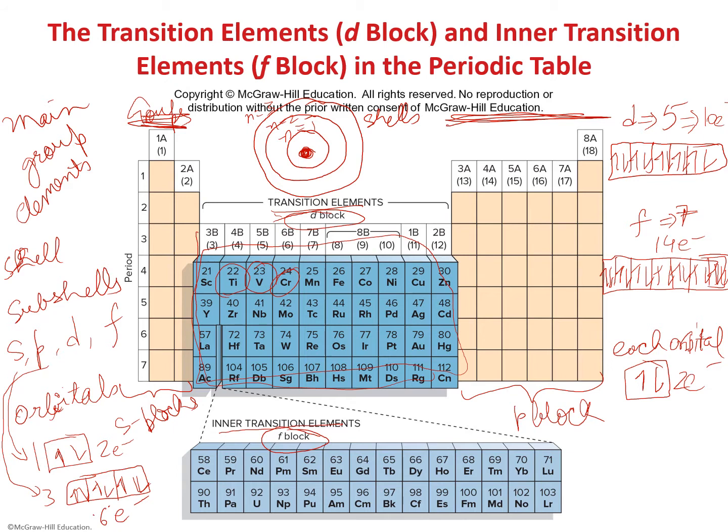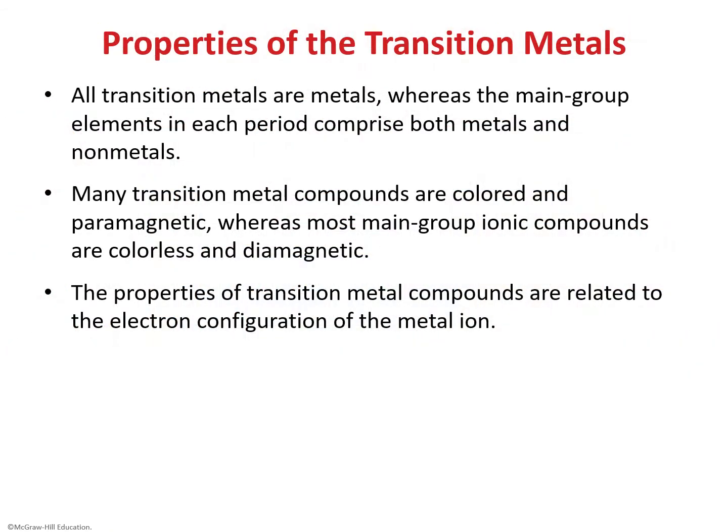Okay, we'll come back to this electronic configuration in a little bit, but first let's go back to our actual discussion of transition elements and inner transition elements. Okay, so let's see what are some properties of these transition metals. First of all, they're all metallic. That's why they're called transition metals or transition elements.